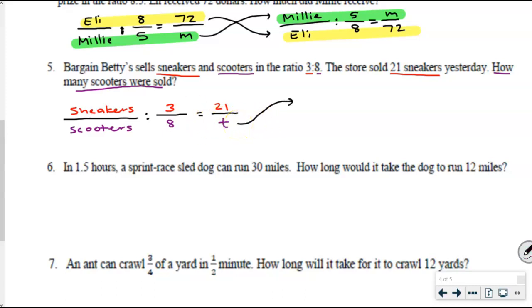Flipping it to its reciprocal to find the second one. And I end up with scooters, which is 8, and T, over sneakers, which is 3 and 21.